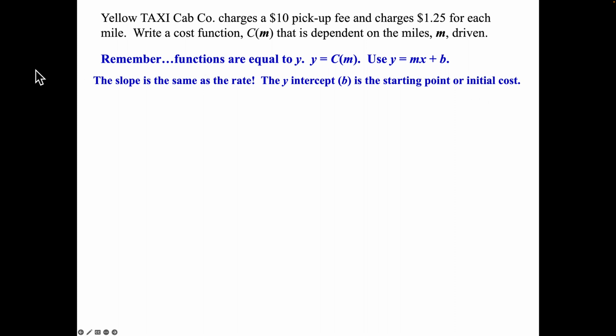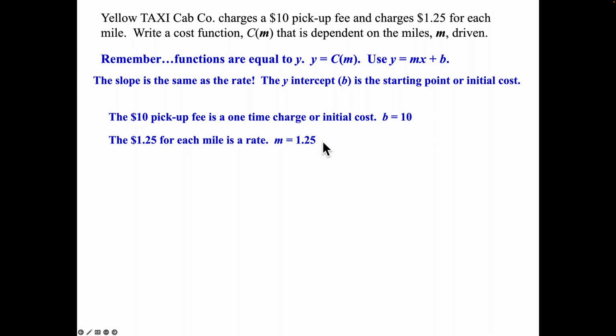Now, I'm bringing this all up front first before I even read the problem. Now I know what I'm looking for. So the yellow taxi cab company charges a $10 pickup fee. All right, is that a rate or initial cost? That's an initial cost. That's my y-intercept right there. That's the B. And charges a $1.25 for each mile. For each or per, that's a rate. That's my slope. So if I was writing y equals mx plus b, it would be y equals 1.25x plus 10.